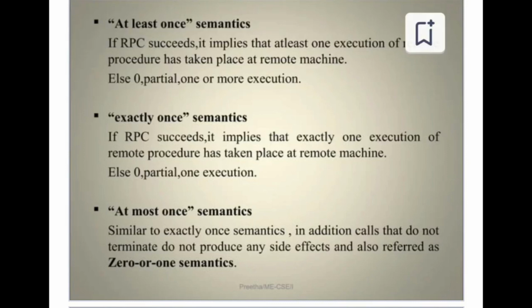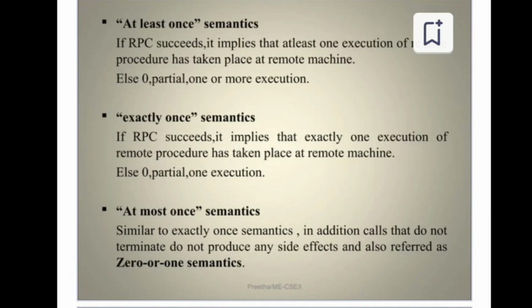Exactly once: if RPC succeeds, it implies that exactly one execution of the remote procedure has taken place at the remote machine. At most once semantics is similar to exactly-once semantics, in addition calls that do not terminate do not produce side effects, and it is also referred to as zero-or-one semantics.